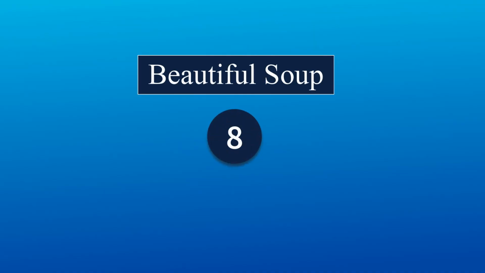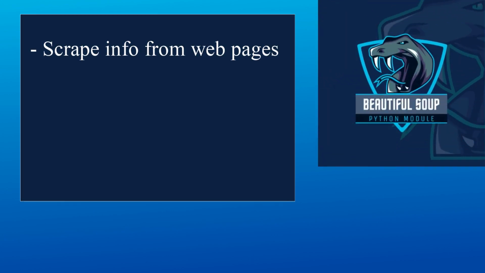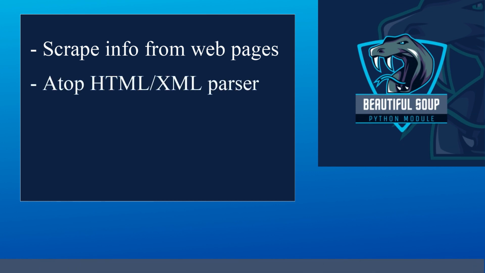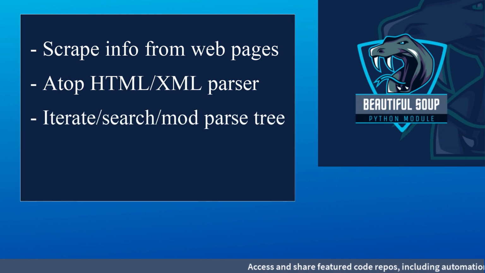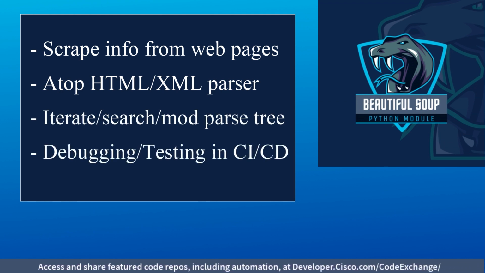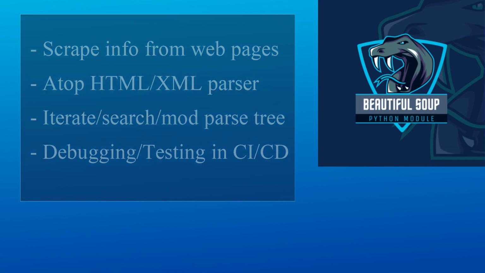Number 8. Beautiful Soup. Beautiful Soup is a library that makes it easy to scrape information from web pages. It sits atop an HTML or XML parser, providing Pythonic idioms for iterating, searching, and modifying the parse tree. This is valuable for debugging and testing in our CI/CD pipelines.